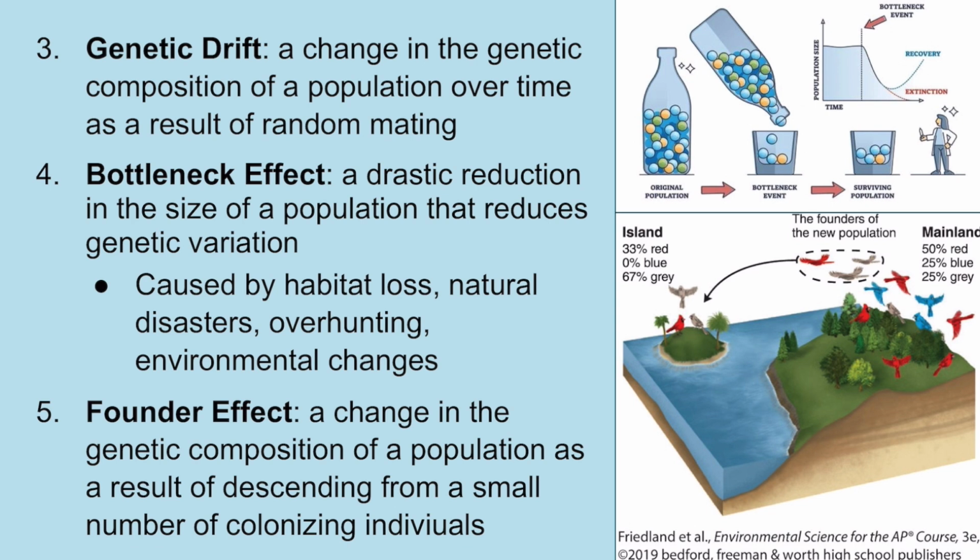So anytime you lose a big portion of a population, that's going to reduce the amount of genetic variation that exists. Bottleneck effects are caused by habitat loss, natural disasters, overhunting, and environmental changes. If a large chunk of a population dies off randomly because of some disaster, the remaining population will likely have different allele frequencies than the original population and will likely have less variation.